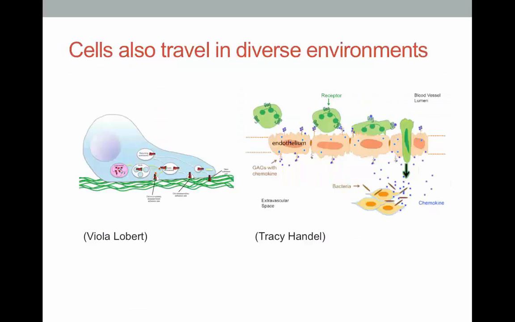So not only that, we can also see that cells travel in diverse environments. The first image shows an example of cells traveling in 2D on the extracellular matrix. This is usually what people see when they plate cells on a flat cell culture dish. But cells also travel in our body on top of other cells in a 3D environment. This is an example of neutrophils going out of the blood vessel and attacking the bacteria that is causing this inflammation.